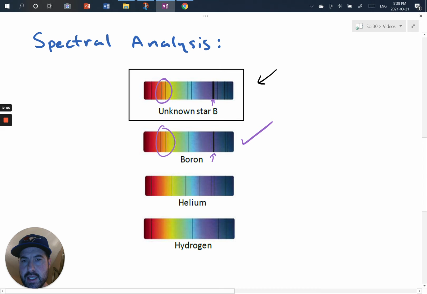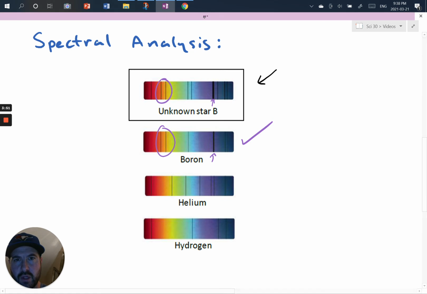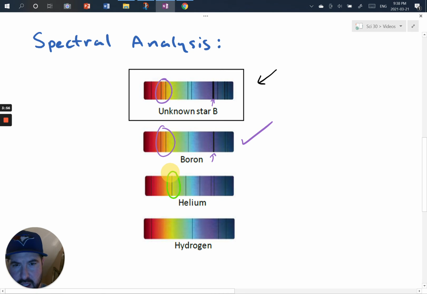Okay. Now let's look at helium. Now helium has this vertical line right here, in the sort of yellow range, and I don't see that here. So I'm thinking that in the atmosphere of this star we don't have helium.